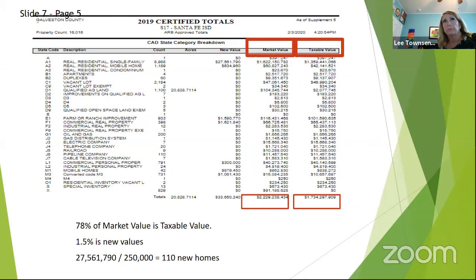Slide 7 or page 5 of your documentation shows the 2009 certified values. Using the same estimate baseline, there were roughly 110 new homes during the 2009 tax year. So again, you have the market value and the taxable value reflected in Santa Fe's area and on our tax rolls, and we can only tax on the taxable value, not on the market value. But we can tell between 2018 and 2019, we definitely had more new values added to the rolls in the home category. That's between those 2 years.